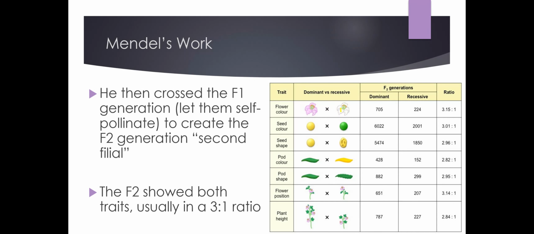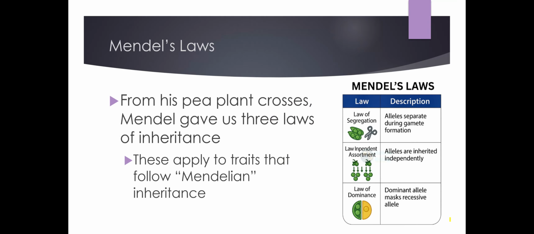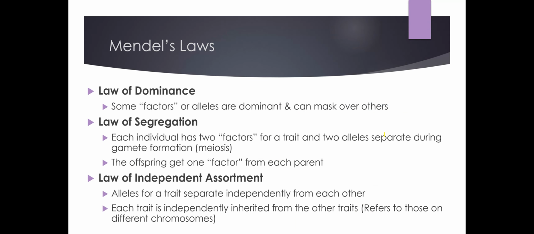There would be purple and white flowers. There would be yellow and green seeds. There would be tall and short plants. But it was almost always in a ratio of about 3 to 1. And so you can see here, it's not a perfect ratio, but in almost every circumstance, it was about a 3-to-1. And so it was from these crosses that we get Mendel's 3 laws, okay, that allow us to kind of lay the foundation for patterns of inheritance.